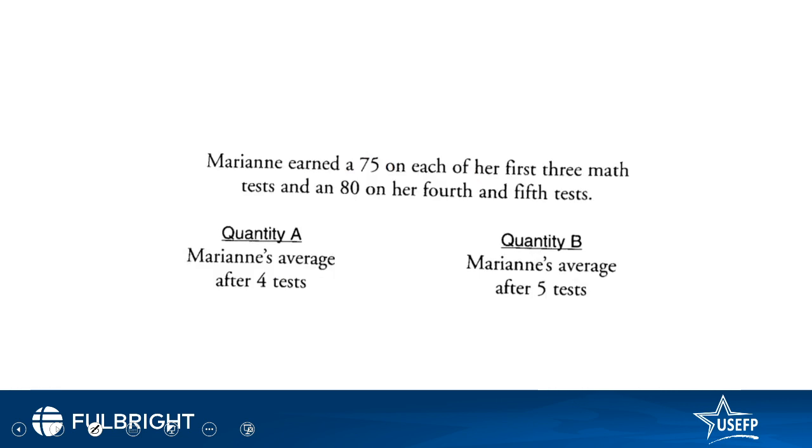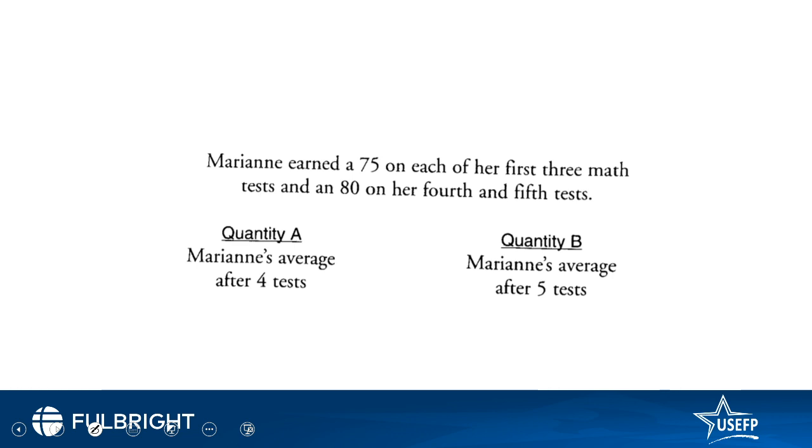Next question. Marianne earned a 75 on each of her first 3 math tests and 80 on her 4th and 5th tests. Quantity A is Marianne's average after 4 tests, and B is Marianne's average after 5 tests. Pause this video and try to find the answer.